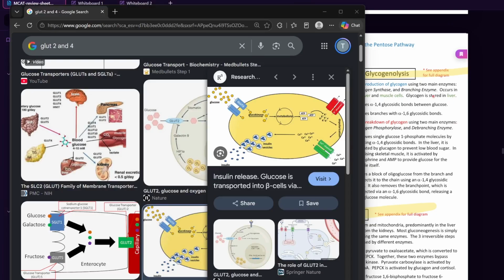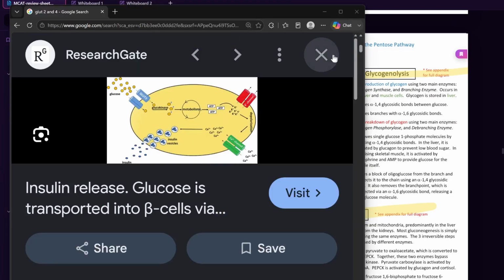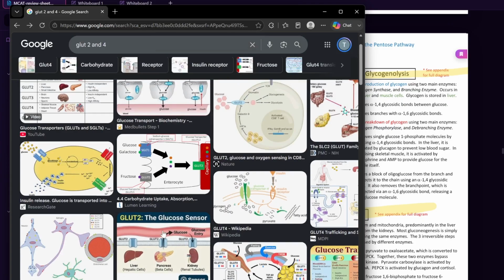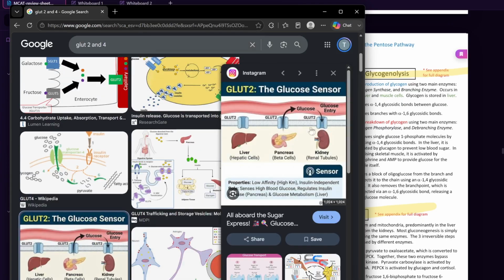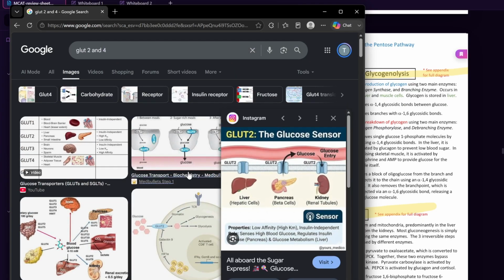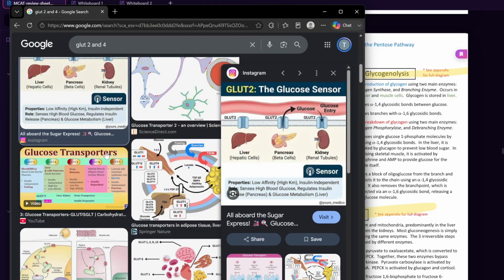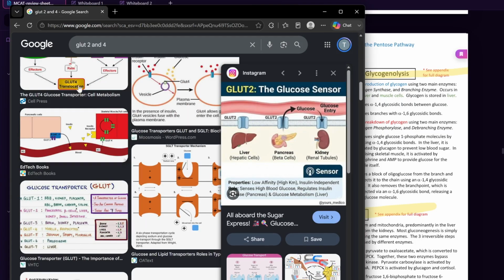So I wanted to show a picture of GLUT2 as a channel. Oh, whoops. Oh, gosh. I don't know where it went now. Here's GLUT2. Where's GLUT4 now? I need to find GLUT4. Okay, but anyways, GLUT4 looks similar, so just know that.